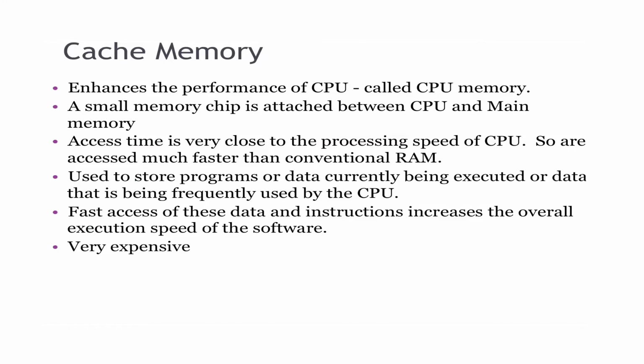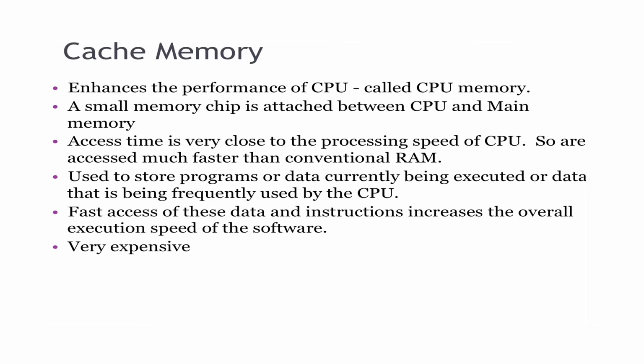Next type of memory that we will be covering is the cache memory. We have discussed before that primary memory is very expensive, but yes, it has a very less access time. Secondary memory on the other hand is cheap, but the access time is more. So cache memory comes somewhere in between. It enhances the performance of CPU, that is why it is known as CPU memory. It is a chip that is attached between the CPU and the main memory.